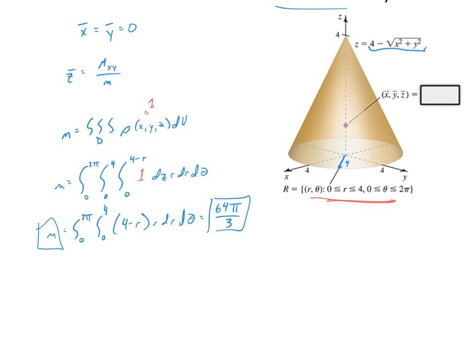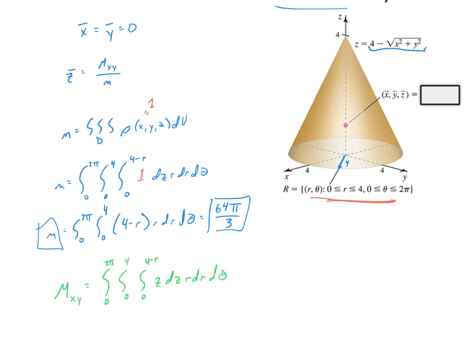Now the next step is our moment about the xy plane, and that is a triple integral with an extra factor of z in it: z, then dz, r dr, d theta. The good thing about this one is I don't even need to think about the bounds. 0 to 4 minus r for the z bounds, 0 to 4 for the r bounds, 0 to 2 pi for the theta bounds. They're the same as the previous integral.